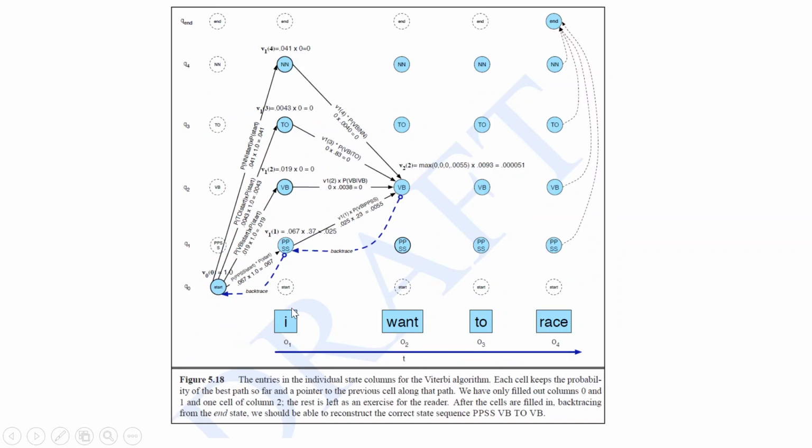So this is being initialized for all the states. Here, this is V1 of this state, it is 0.025. Similarly, we are doing this for all other states. When we calculate, it is actually 0 for the other states, and here it is 0.025.